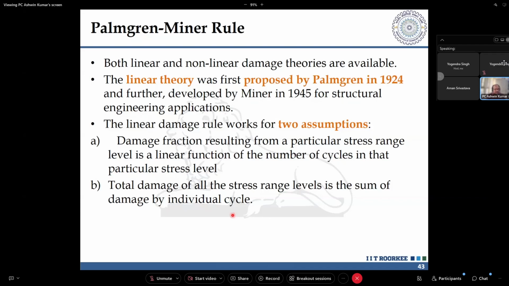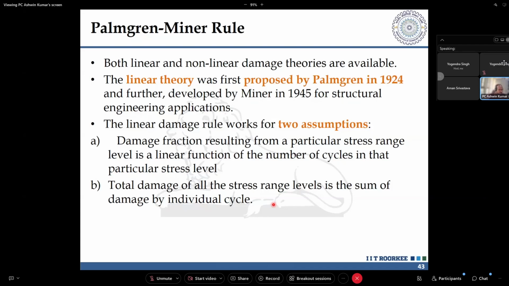His linear damage rule, the linear assessment that he did, has two assumptions. The first assumption is that the damage fraction resulting from a particular stress range level is a linear function of the number of cycles at that stress level. I'll show you what he means by that. He is saying that the damage accumulated in a particular stress range is proportional to the number of cycles that the member or the assembly is subjected to in that stress range. And the second assumption is that the total damage of all stress range levels is the sum of the individual cycles.